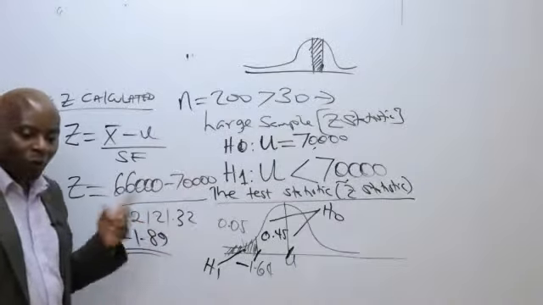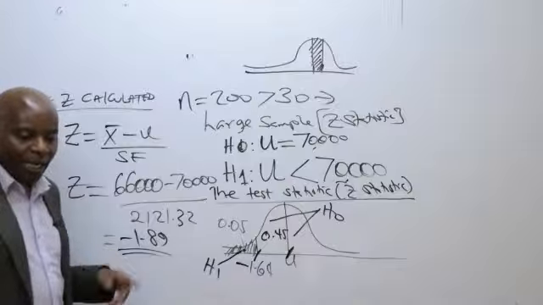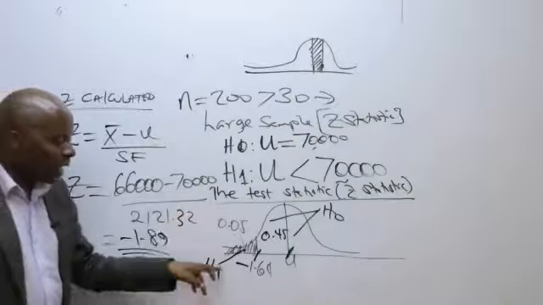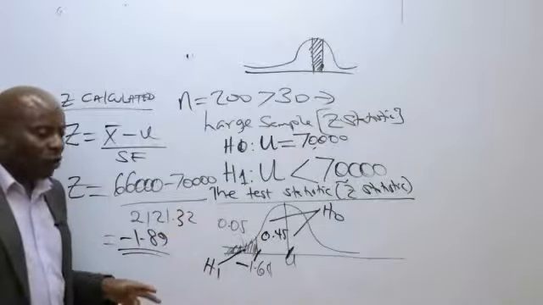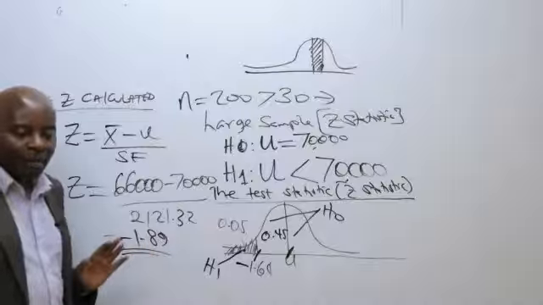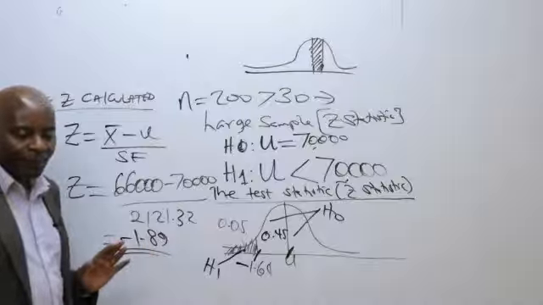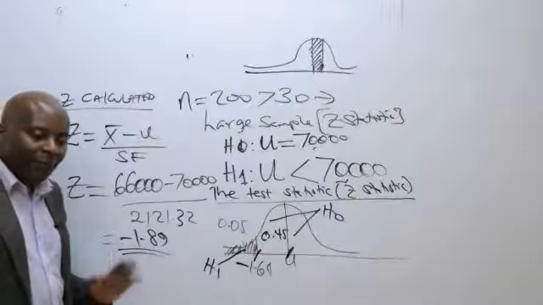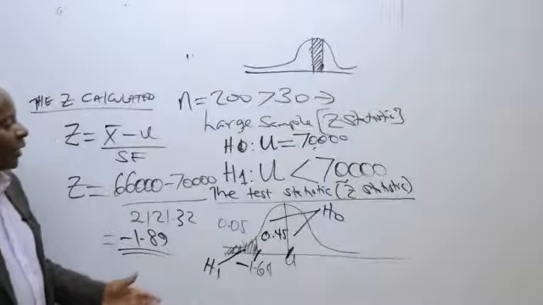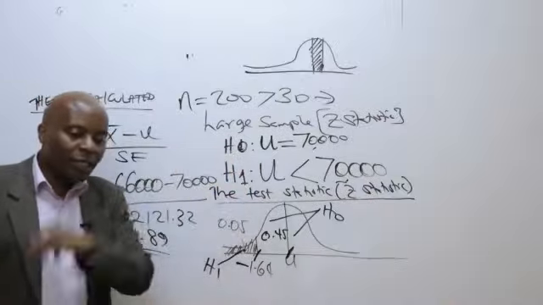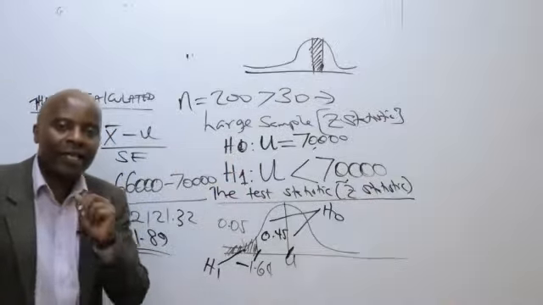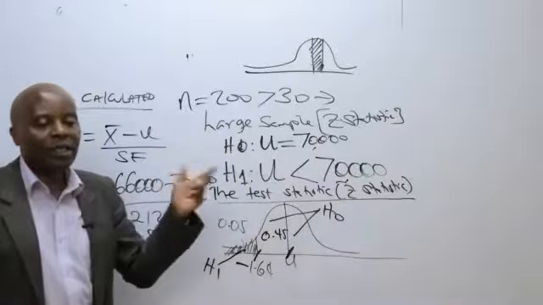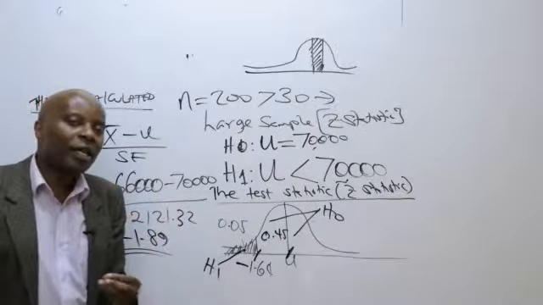Therefore, we accept H1 because the shaded area is for H1. And if we are accepting H1, what are we saying? That this lady who was saying that this system is not effective was right. If she said we would be getting less than 70,000 in receipts, then the lady is correct.